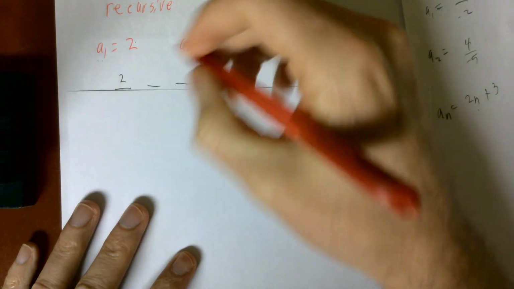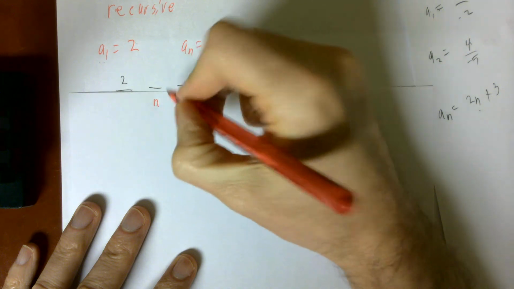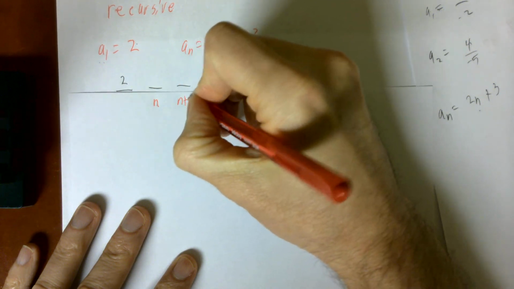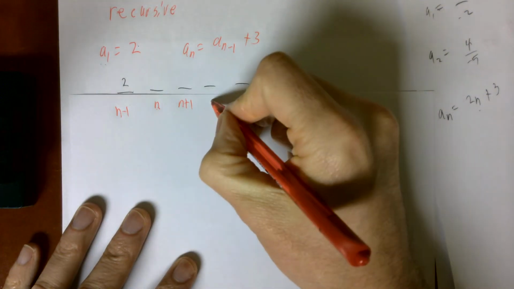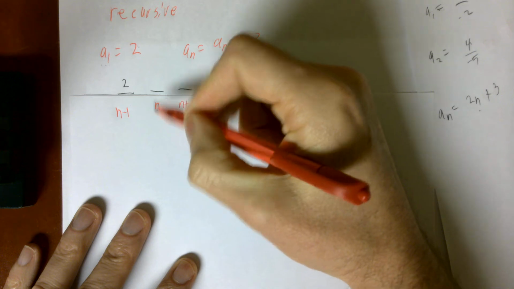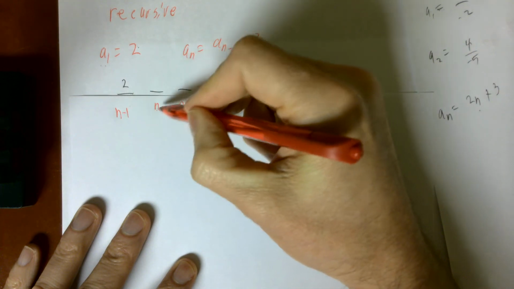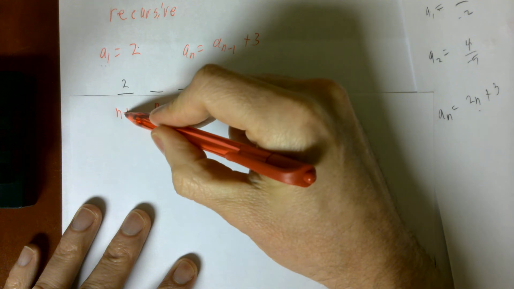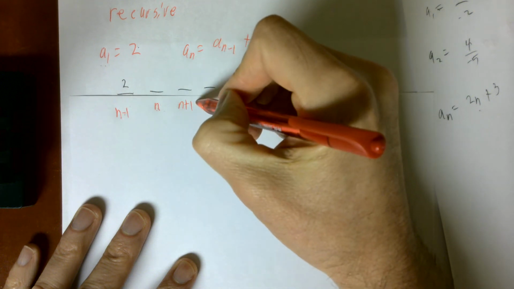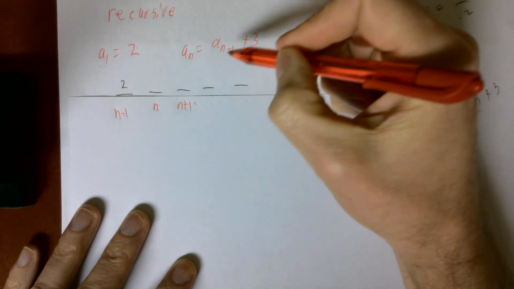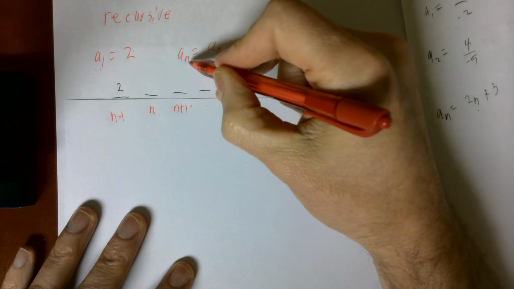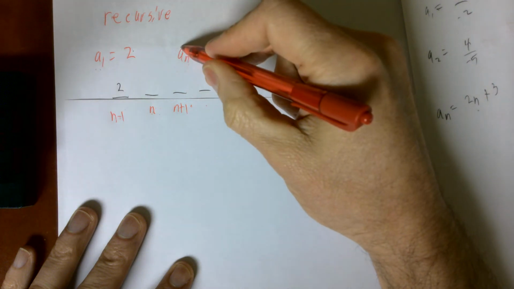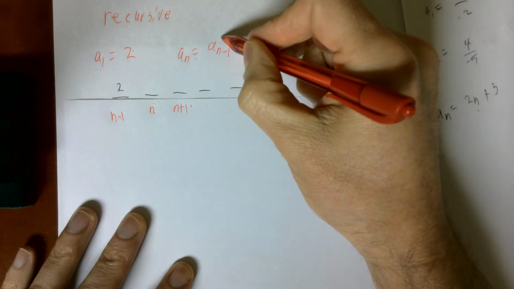But what if I called this position n, then the next position is n plus 1, and the previous position is n minus 1. I guess I can call this n plus 2, and this n plus 3. But in general, if this is position n, this is position n plus 1. And here's how you interpret this. It's saying the value of position n is equal to the value of the previous position plus 3.